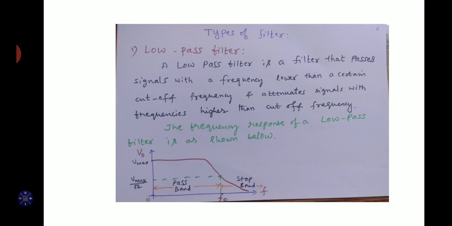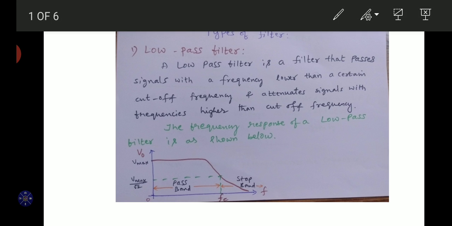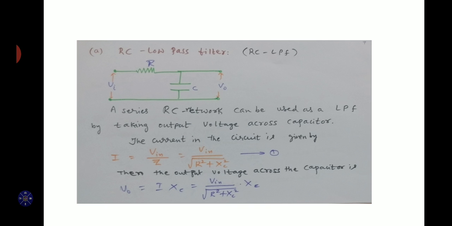In low pass filters, there are two types you can see. One is the RC low pass filter. RC means the combination of resistance and capacitance. The other low pass filter is the RL low pass filter. It is the combination of resistance and inductance. First we will discuss the first low pass filter, that is the RC low pass filter.